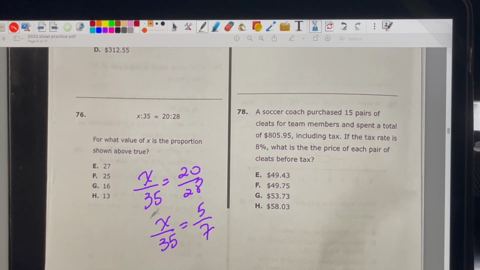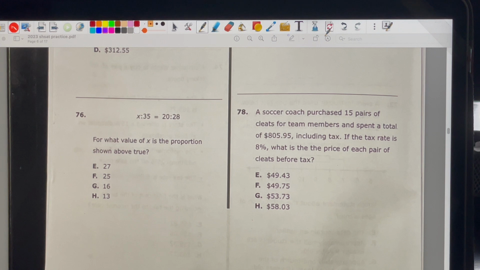So we want to find x, which you can do by cross multiplying or by finding a relationship. How do we get from 7 to 35? It's times 5. So I'm going to multiply the top by 5, which means x equals 25. If you wanted to cross multiply, I suggest you cross multiply after you simplify. So let's see if we get the same answer. Cross multiply, we get 7x equals 35 times 5, which is 175. You can divide both sides by 7, and x equals 25. 78.